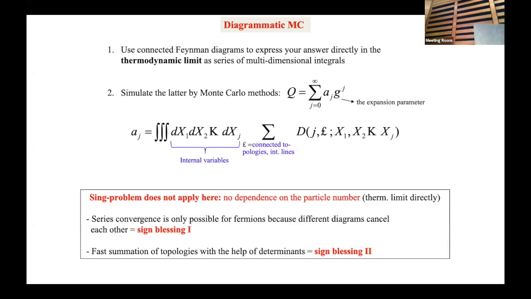Okay, so just let me emphasize again. There are no particle numbers here whatsoever. So that's why the conventional sign problem does not apply. But you have a couple of sign blessings, which are happening in the diagrammatic space.